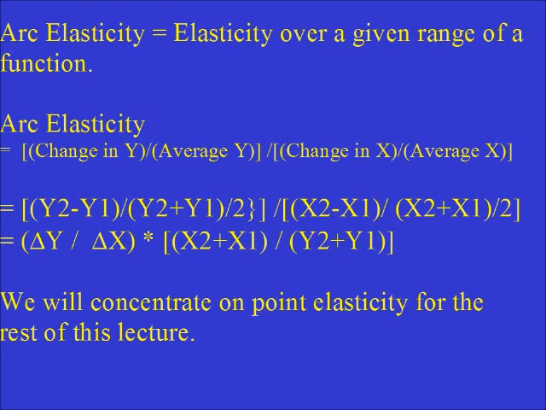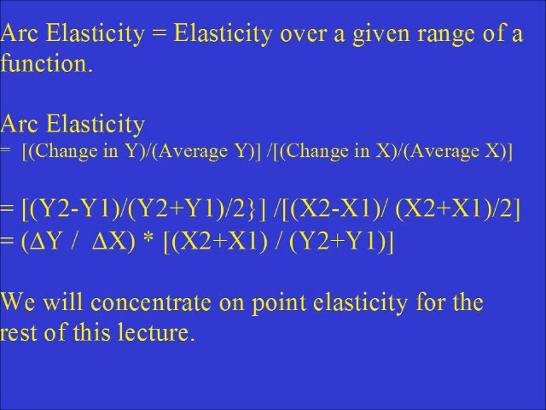So I can think of it as picking 2 points, y2 and y1 on the y-axis and x2 and x1 on the x-axis. I can write the arc elasticity as y2 minus y1 divided by y2 plus y1 divided by 2. Now that's simply the average of the range, y1 and y2. I take that whole and I divide it by x2 minus x1 and I divide that by the average x, which is x2 plus x1 divided by 2.